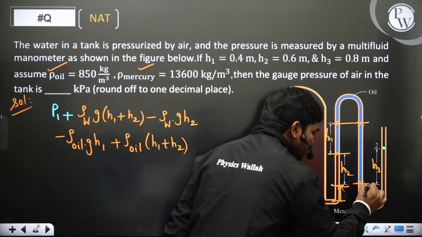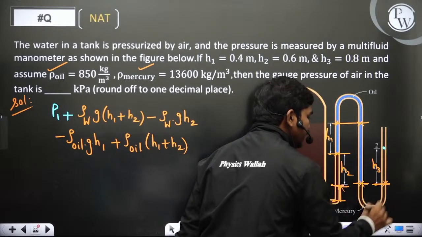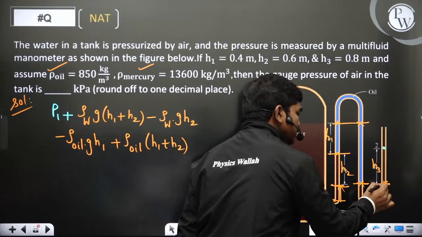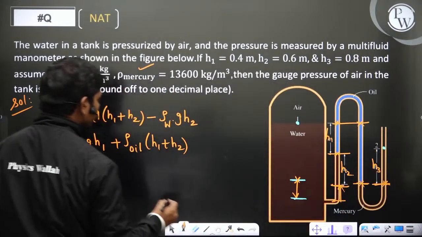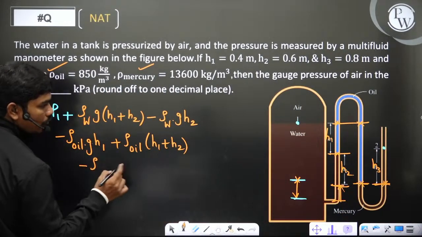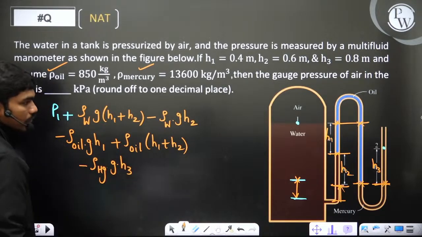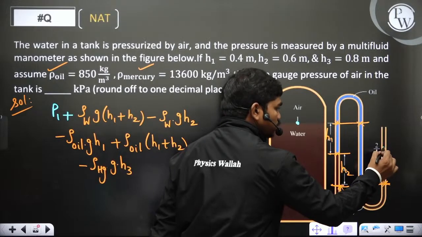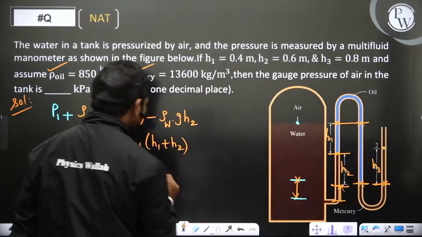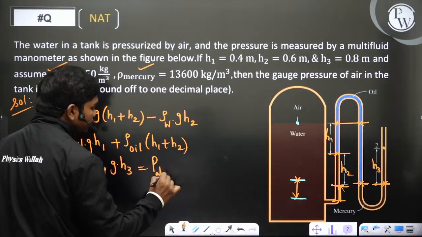Then the pressure at this point and at this point is again the same. So obviously if you go up from here, this point and this point have a pressure difference of minus rho of mercury g into H3. Now you have reached this point, and this point is open to atmosphere. So obviously the pressure at that point is P atm, local.